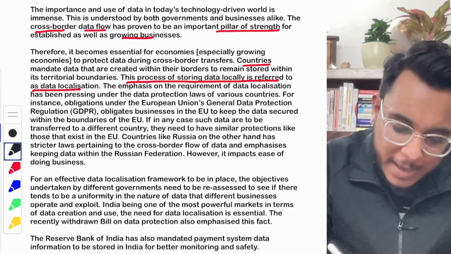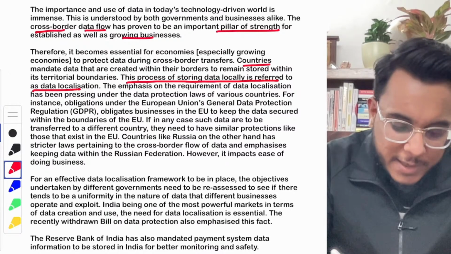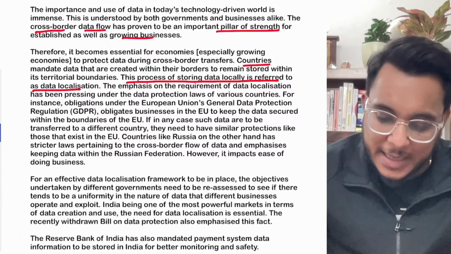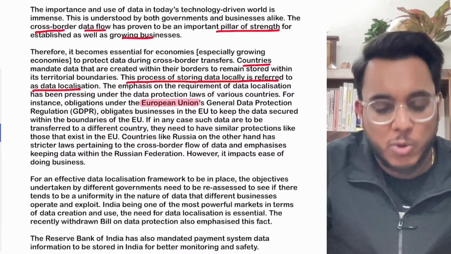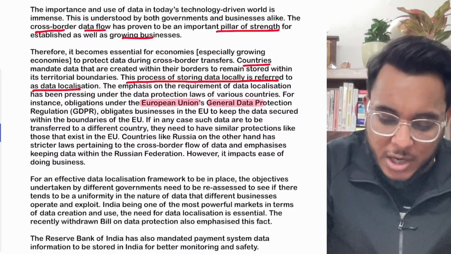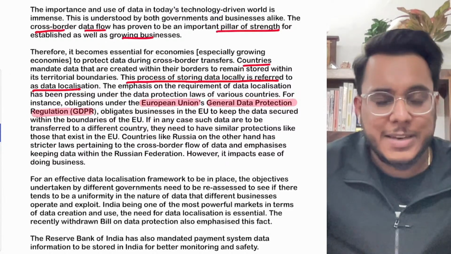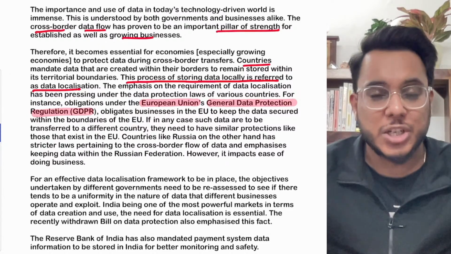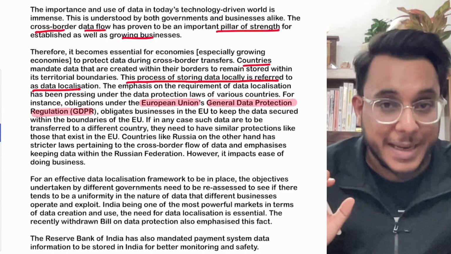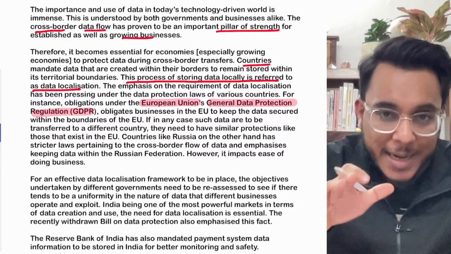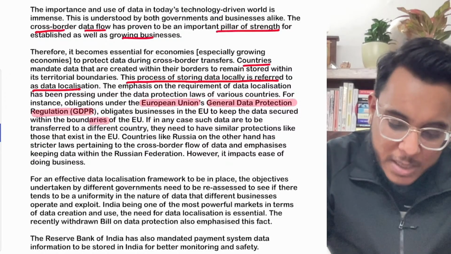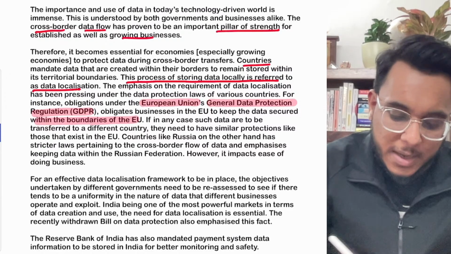Fine. Now, in this particular direction, the different countries have different laws, and the European Union has a particular law, that is the GDPR, the General Data Protection Regulation. The GDPR of the European Union mandates that the companies operating there have to locate their data within the boundaries of the European Union.